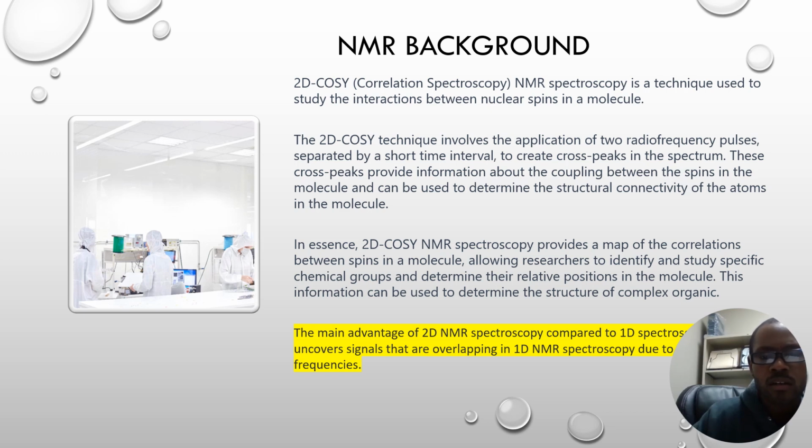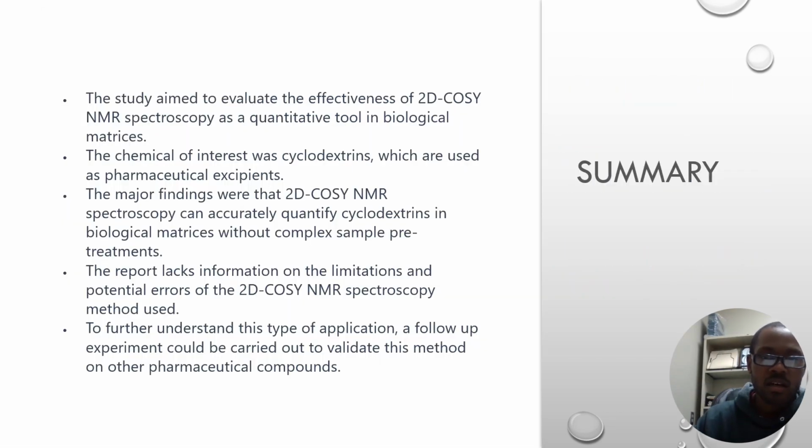Essentially, 2D COSY NMR spectroscopy provides a map of the correlation between the spins in the molecule, allowing researchers to identify and study certain chemical groups and determine their relative position in the molecule. The main advantage of 2D NMR spectroscopy compared to 1D spectroscopy is that it uncovers signals that are overlapping in 1D spectroscopy due to similar resonant frequencies. Next, let's look at the summary of the study.